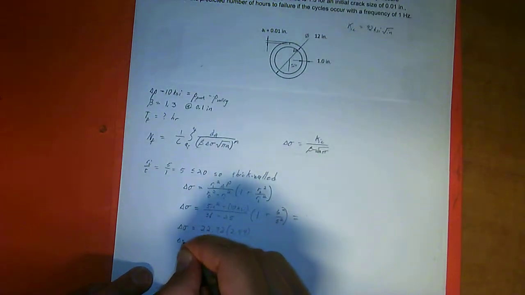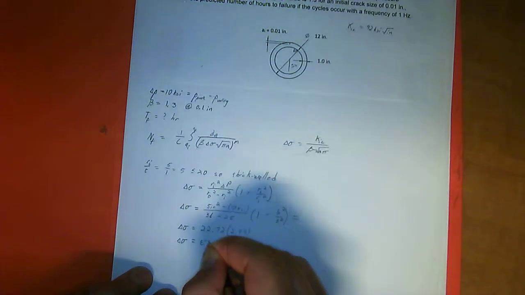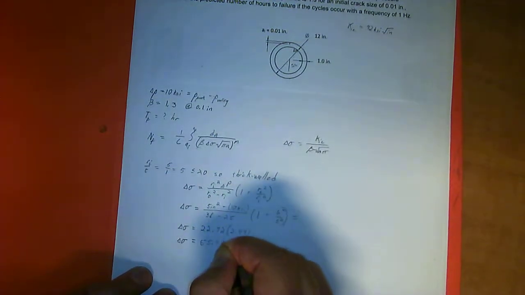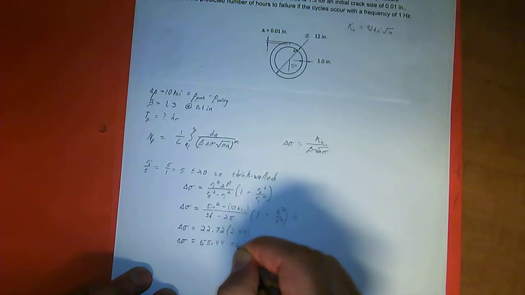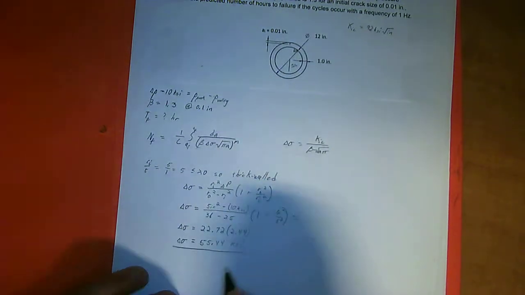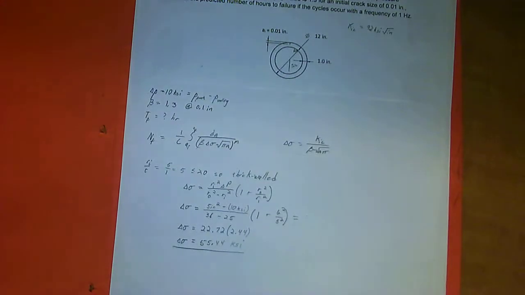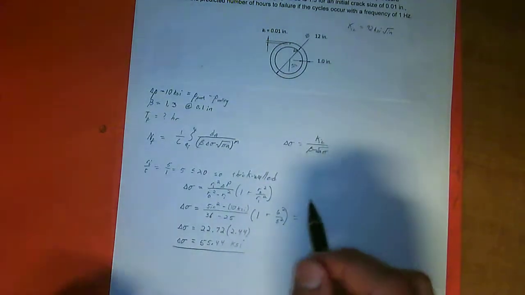Now, using this equation up here, we still need to find AF. AF is equal to 1 over pi times KIC all over beta delta sigma, squared.